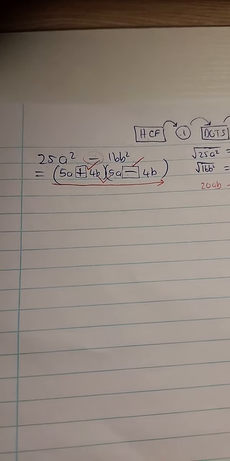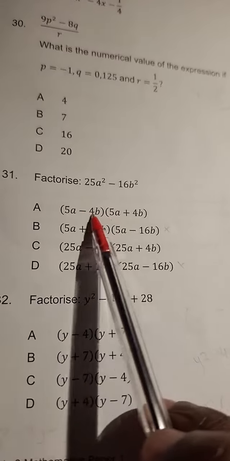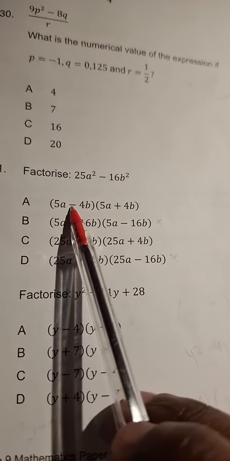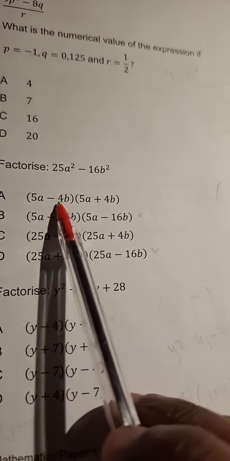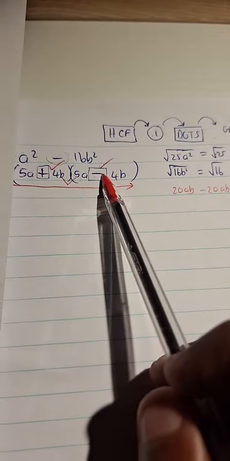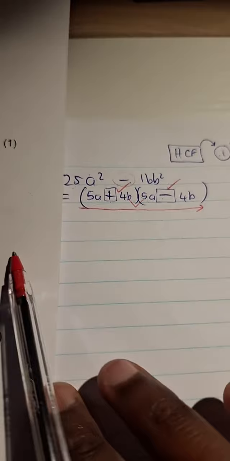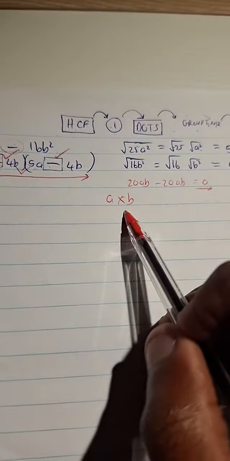Okay, that's fine. You are saying to me, in the answer, our first term has the negative sign. Guys, that's fine. Do we have a 5a minus 4b here? Yes, we do. Do we have a 5a minus 4b there? Yes, we do. Do we have a 5a plus 4b here? Yes, we do. Do we have a 5a plus 4b there? Yes, we do. What is the relationship of these brackets? The relationship of these brackets is multiply.